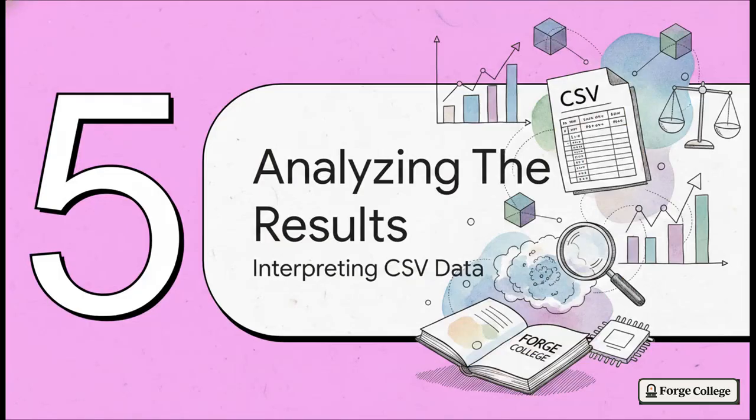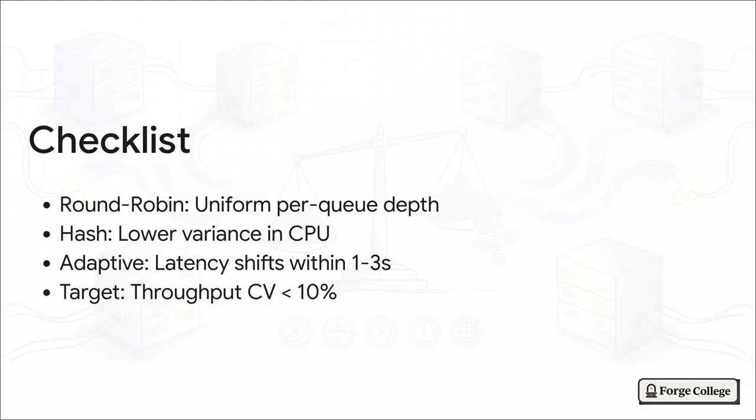All right, the final step, Section 5, analyzing the results. Let's dive into what our pristine CSV data is actually telling us. For round robin, we should see a perfectly uniform per queue depth. For hash partitioning, the data should reveal a much lower variance in per queue CPU utilization, which confirms our cache locality is actually working like it's supposed to.